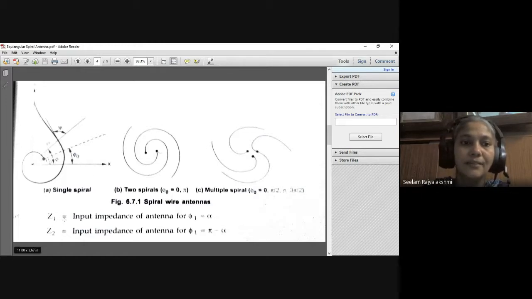So here Z1 is the input impedance of the antenna for phi 1 equals alpha. Z2 is the input impedance of the antenna for phi 1 equals pi minus alpha. So these are the input impedances of the antenna at phi 1 equals alpha and phi 1 equals pi minus alpha. So these are the single spiral, two spirals, and multiple spiral.